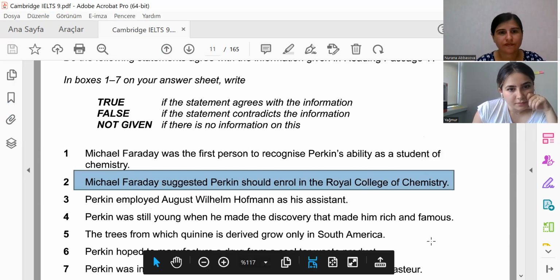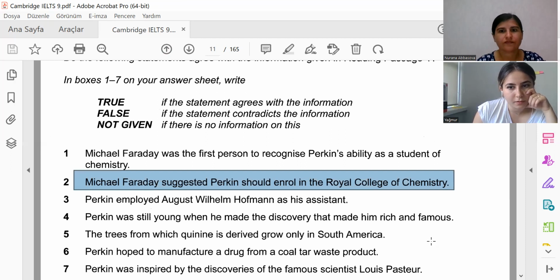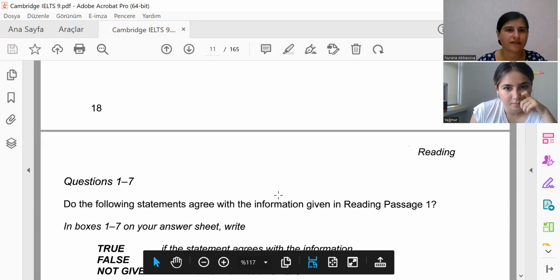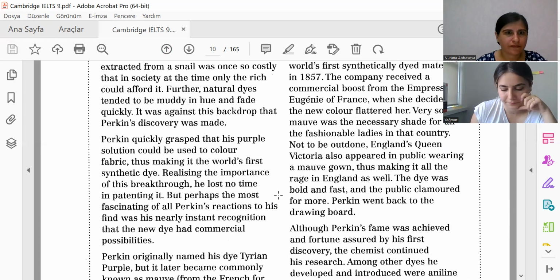The second one: Michael Faraday suggested Perkin should enroll in the Royal College of Chemistry. It was Michael Faraday who said, Perkin, go to this college. Let's see.